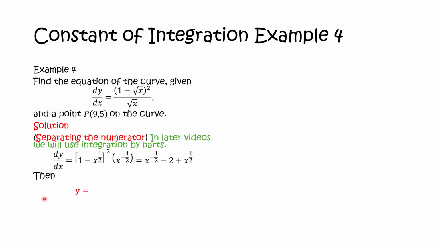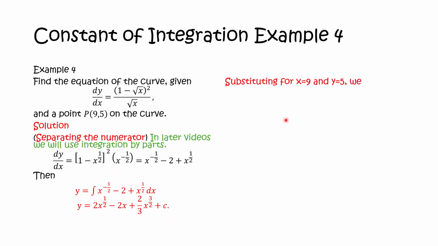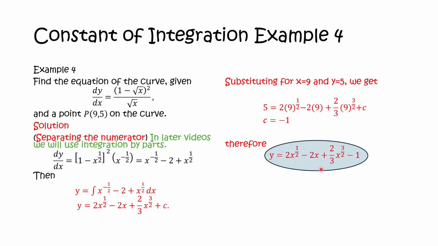Now we move on to integrate these terms separately. If we do so, we're going to get y is equal to 2x to the power half minus 2x plus 2 over 3 x to the power 3 over 2 plus c. Now we substitute for the x and the y coordinates 9 and 5 so that we get our c value to be minus 1. Then we substitute the minus 1 as our c. We get that final equation. So that's how we would go about the tasks.